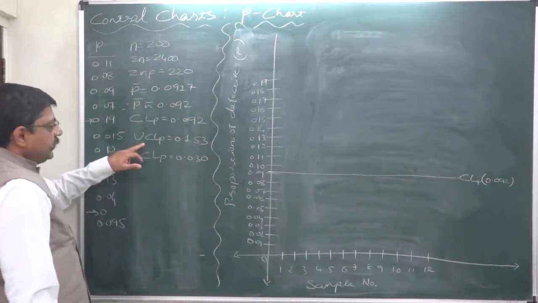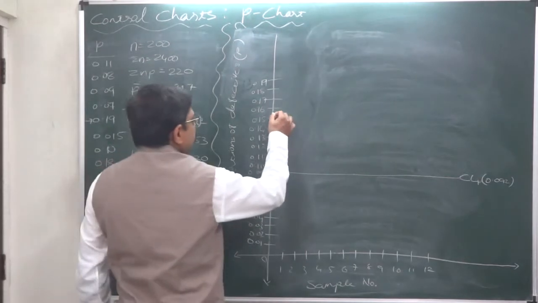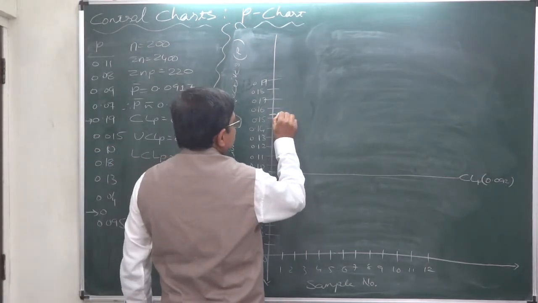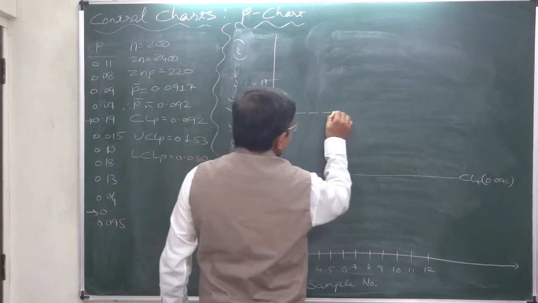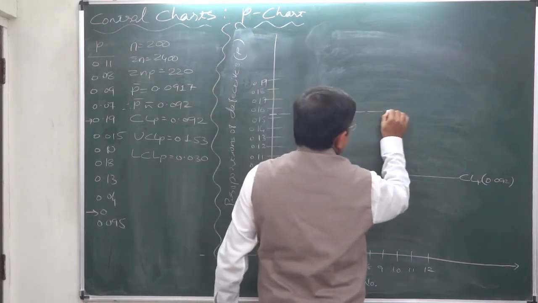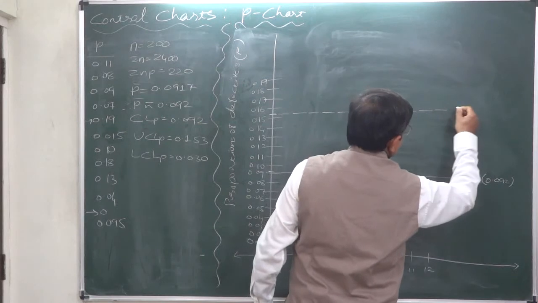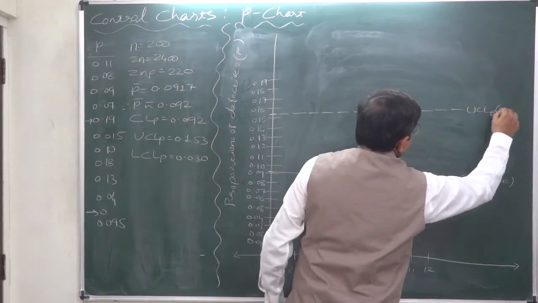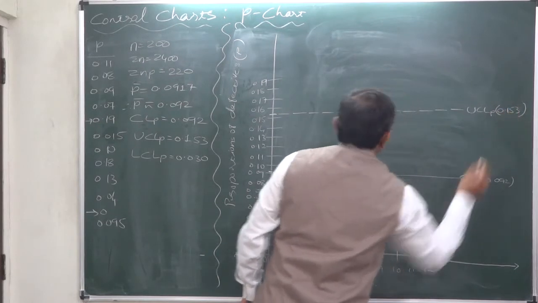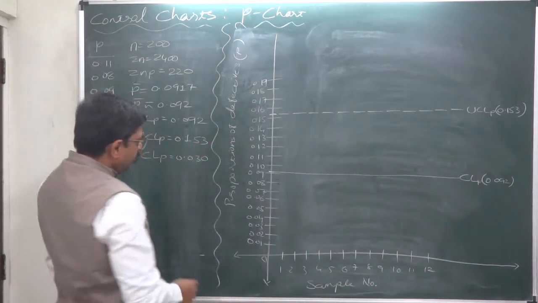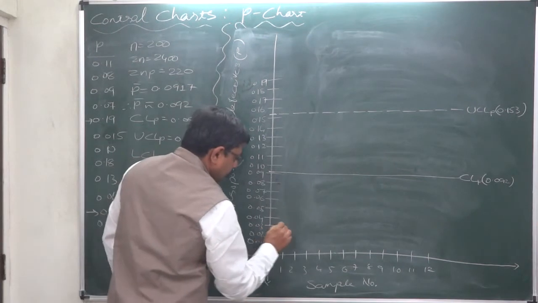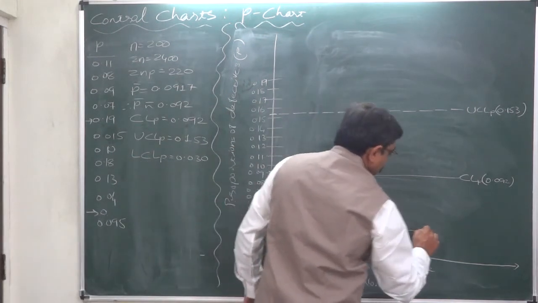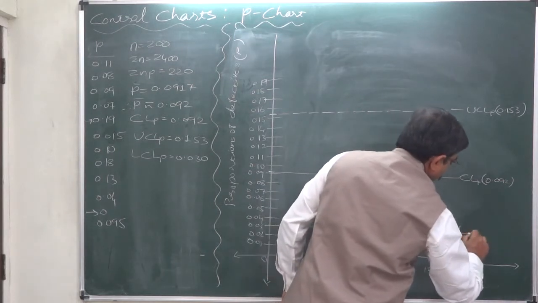Upper control limit is 0.153, 3 millimeters above 0.15 rather. And upper and lower control limits are always shown as dotted lines. And similarly, lower control limit is 0.03. Yes, dotted line again. Upper and lower control limits are shown as dotted lines.